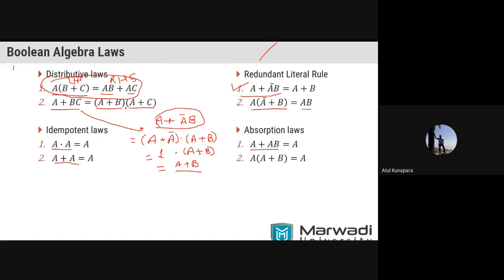Here it is A plus AB, and that can be written equal to A. How is it? You can just apply the proof here if you want to give that: it is A plus A into, it will be A plus B.